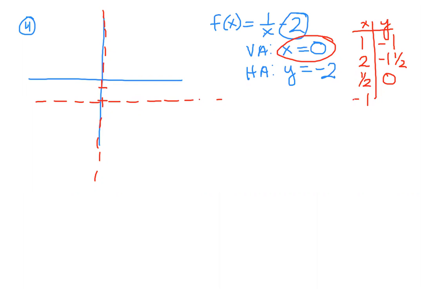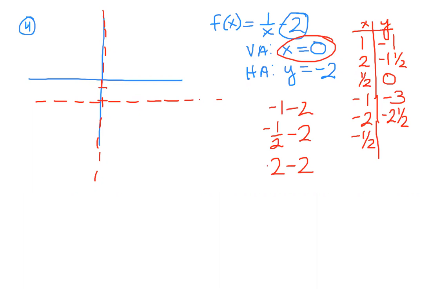If I pick -1, I'm going to have -1 minus 2. That's going to be -3. If I pick -2, I'm going to have -1/2 minus 2, which is -2.5. And if I pick -1/2, I have -2 minus 2, which is -4. So let's graph these and see what they look like.